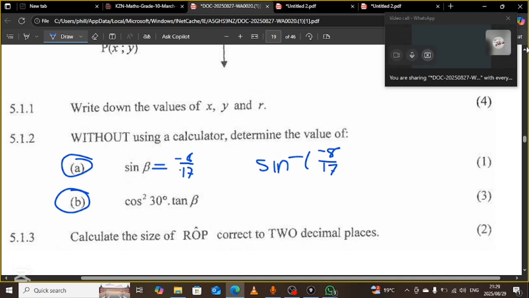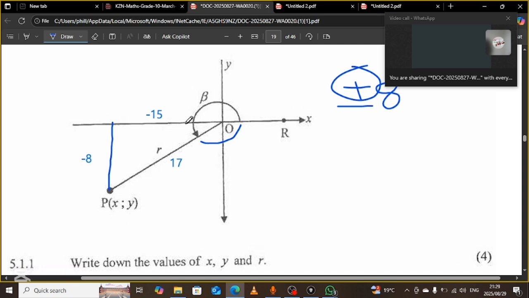Remember, I want to show you something. Remember, for this angle here we got 28 degrees, right? Yes. 28.07. Now we are looking for the other side, this angle. What comes into your mind? Sum of angles on a straight line.